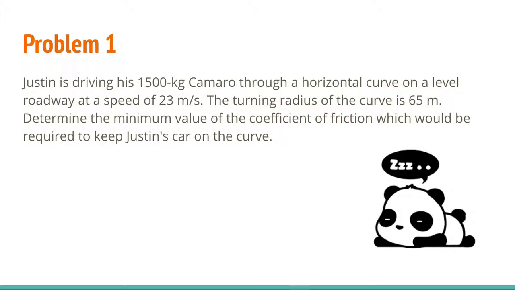Justin is driving his 1,500 kilogram Camaro through a horizontal curve on a level roadway at a speed of 23 meters per second. The turning radius of the curve is 65 meters. Determine the minimum value of the coefficient of friction, which would be required to keep Justin's car on the curve. Now, because we're not swinging Justin's Camaro on a string, or going around the moon in his Camaro, we are using the frictional force as our centripetal force.